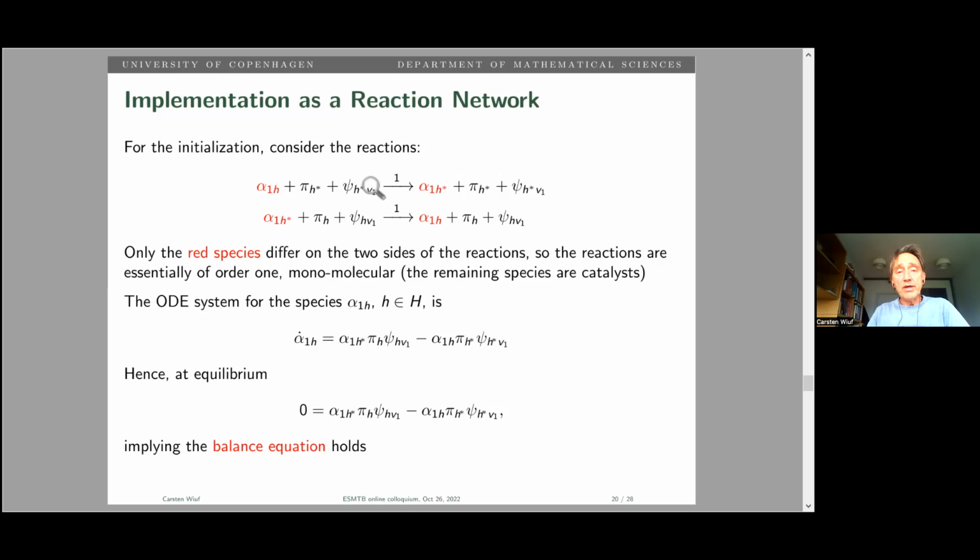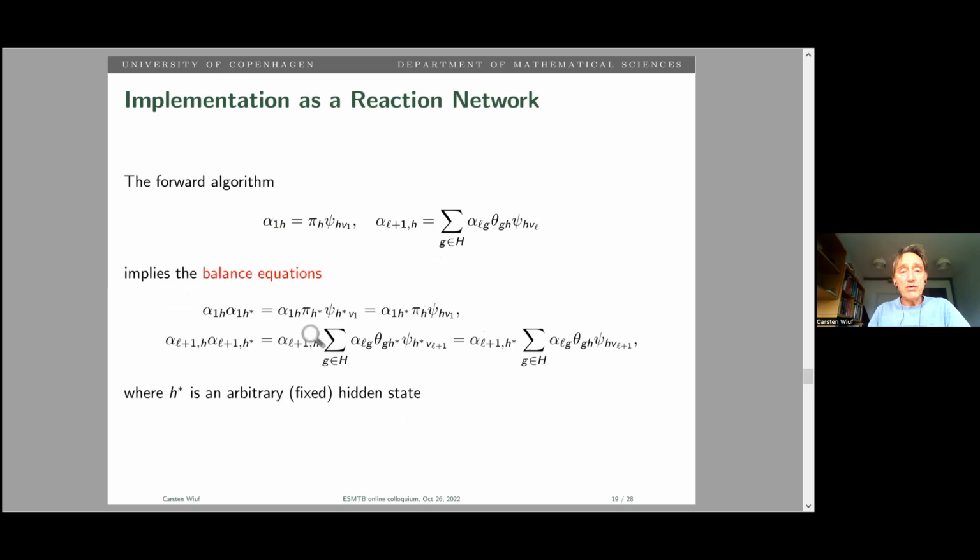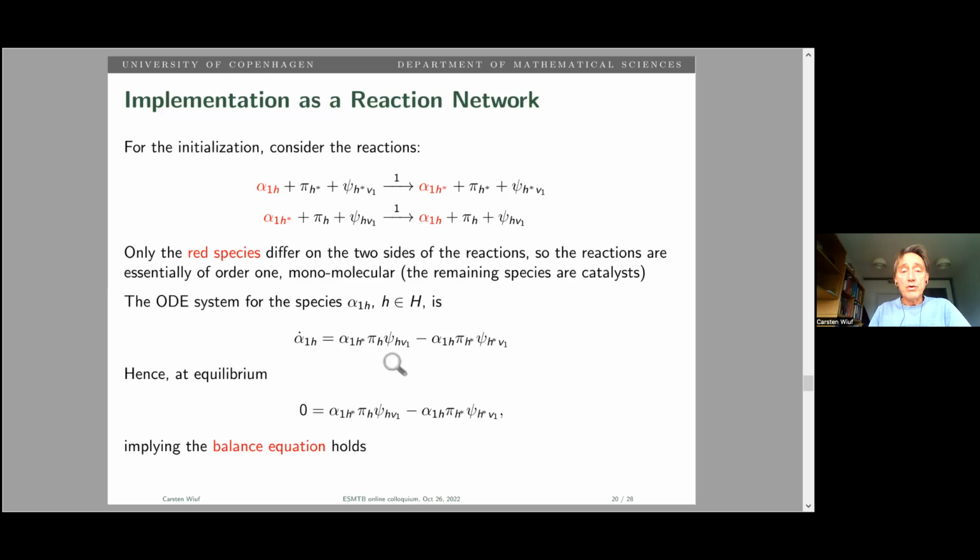If we write down the ODE system based on mass action that governs these two reactions, then we get an ODE system with components of this form here. So the change in the species alpha 1 h is given by the difference between these two here. And at equilibrium, that means when there's no change in the alpha 1 h, that is when this is 0, then we simply get this, and we see that is the balance equation. I can go back here, right? The balance equation was this one here. If we subtract one from the other, we simply get this.